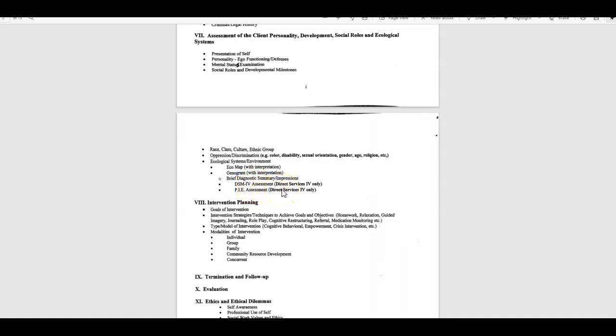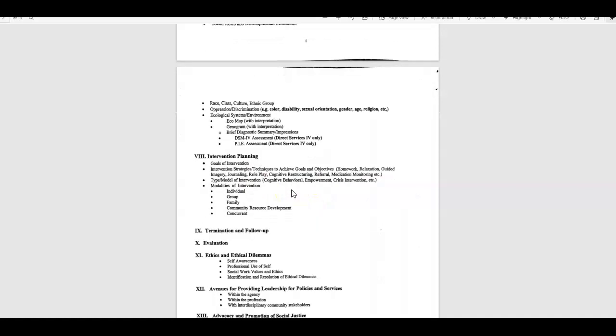I don't know who has the hard copy of this particular guide, but I will see if I can figure out who that is so we can update the information to DSM-5, because that is the current diagnostic and statistical manual that we're using. So here where it says direct service and DSM-4, we're using DSM-5, please.